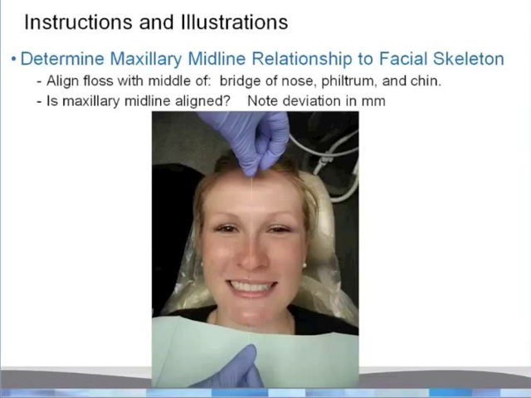So the other part of your armamentarium will be dental floss. By taking a string of dental floss and simply positioning it in the center of the bridge of the nose, the philtrum of the upper lip, and the center of the chin, you'll be able to ascertain, is the maxillary midline correct? If it is not on line with the middle of the face, then you'll just note the deviation from the normal or the midline in terms of millimeters.